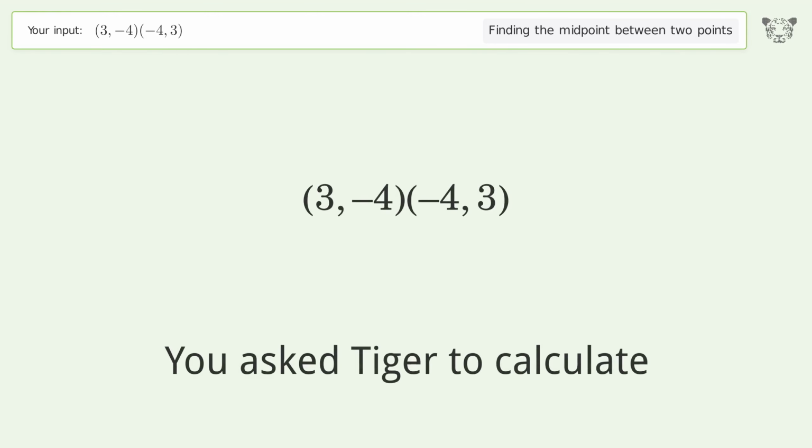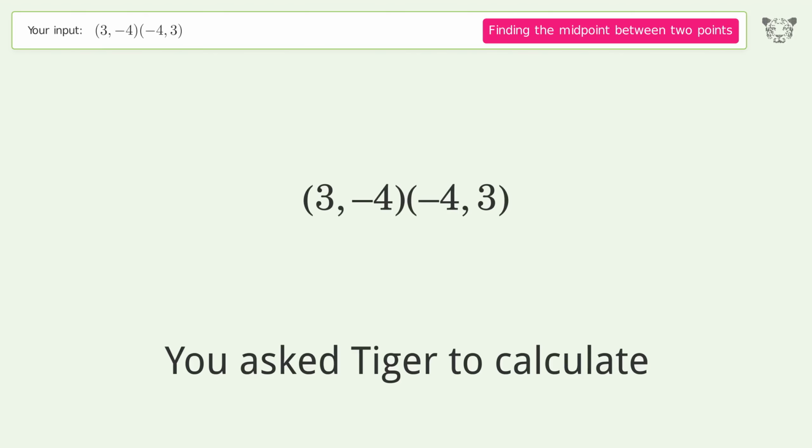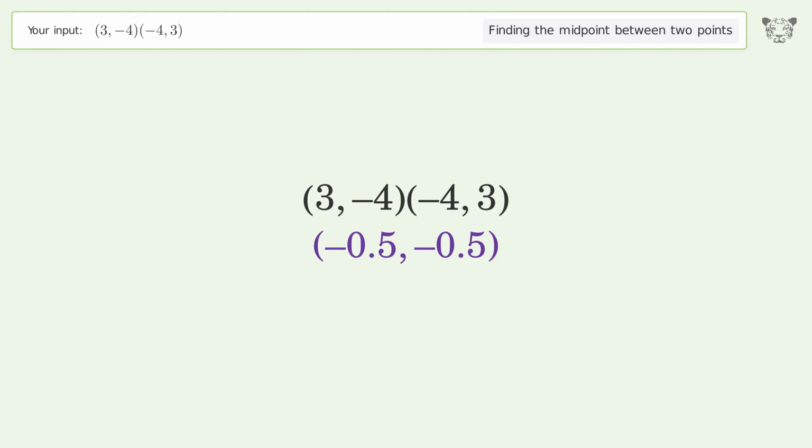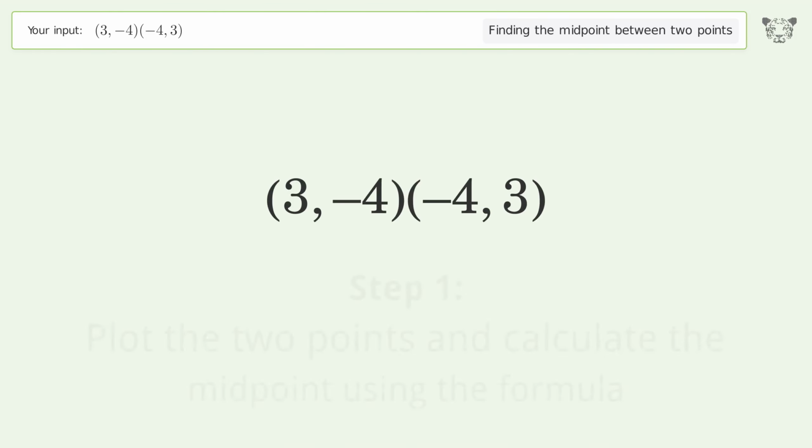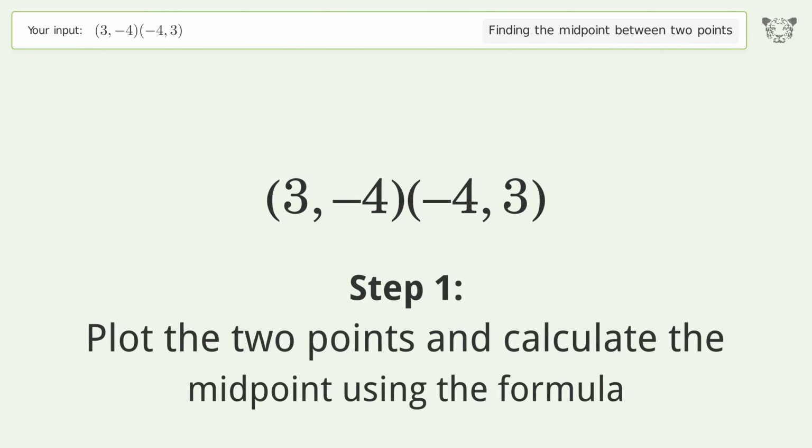You ask Tiger to calculate. This deals with finding the midpoint between 2 points. The midpoint between the 2 points is -0.5, -0.5. Let's solve it step by step. Plot the 2 points and calculate the midpoint using the formula.